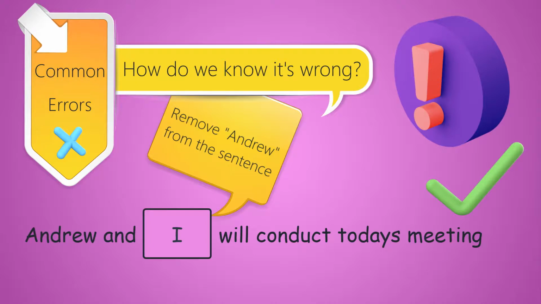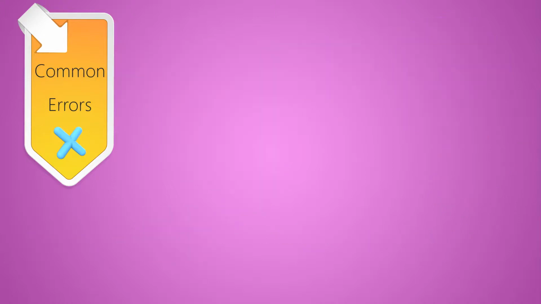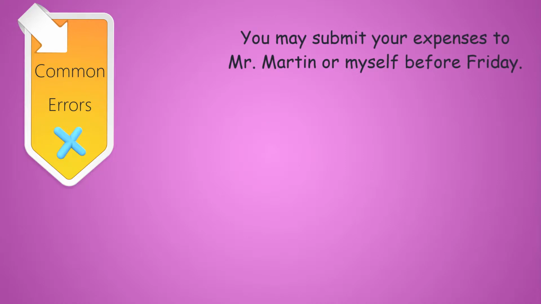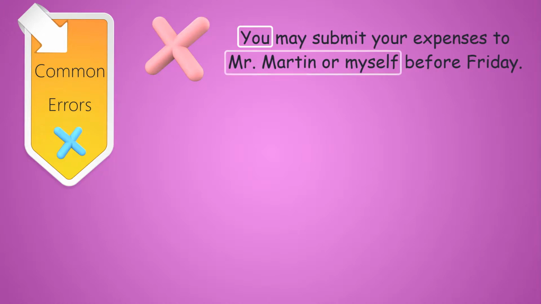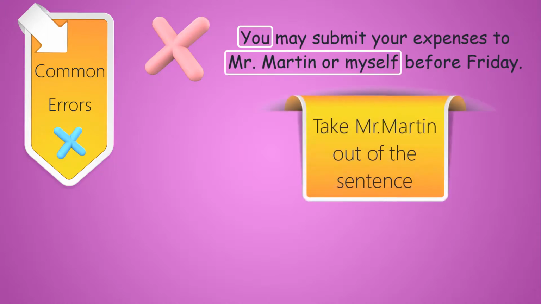The improper use of reflexive pronouns as objects is just as common among learners. You may submit your expenses to Mr. Martin or myself before Friday. The subject of this sentence is you, and the indirect objects are Mr. Martin and the speaker. Taking Mr. Martin out of the sentence will reveal that myself will not work.